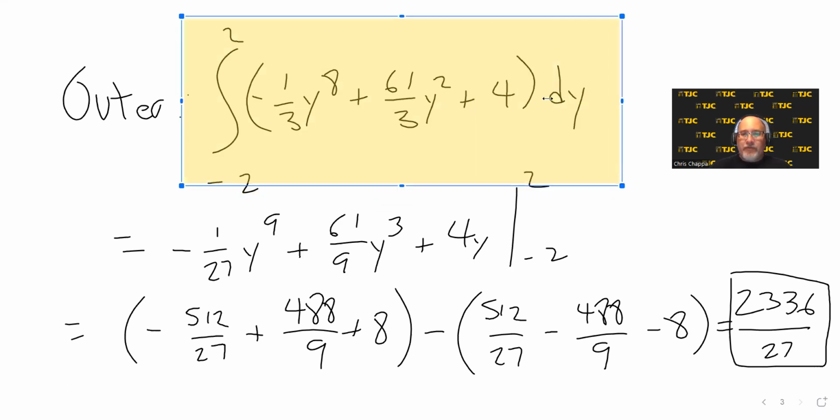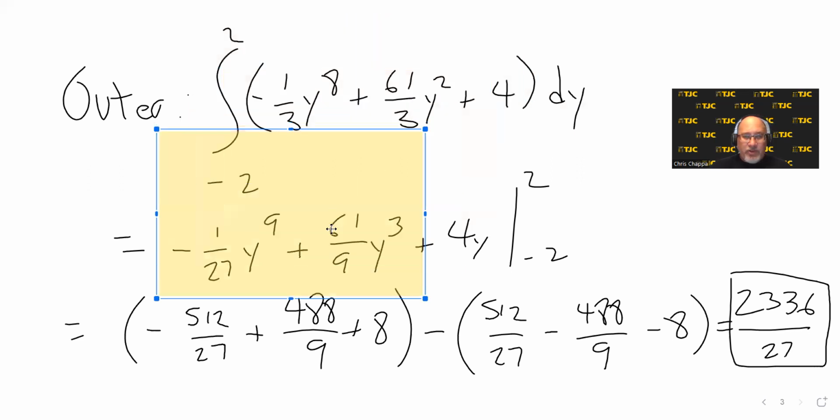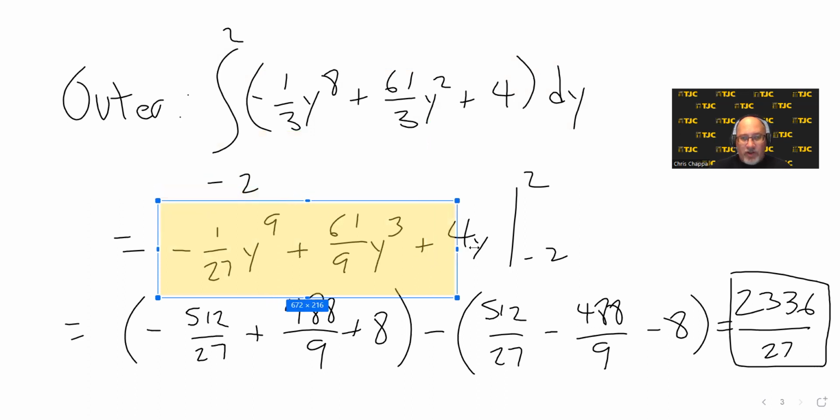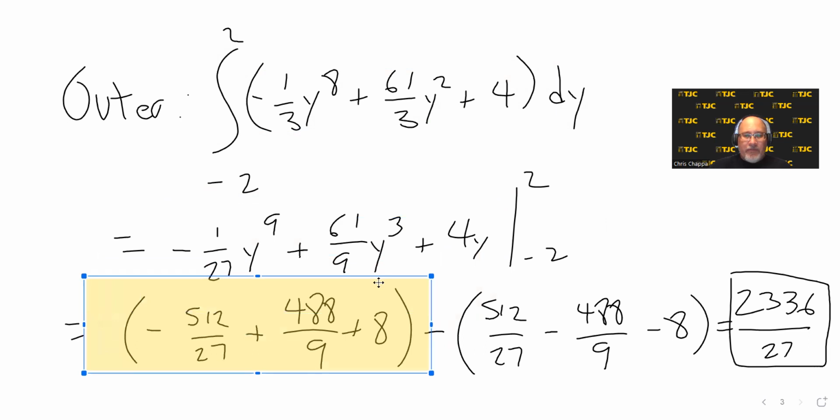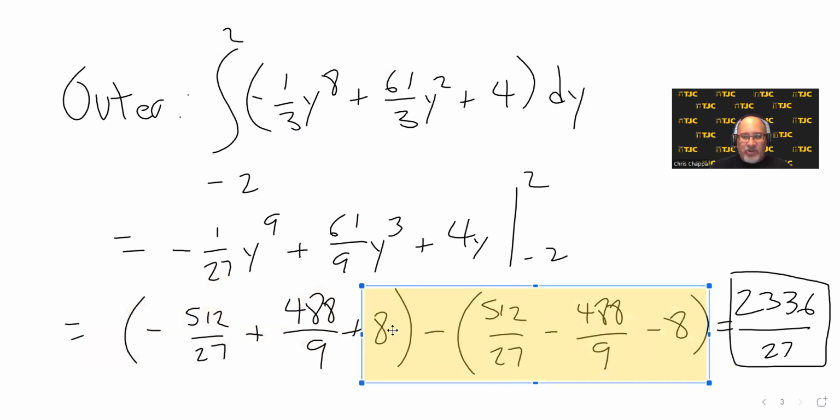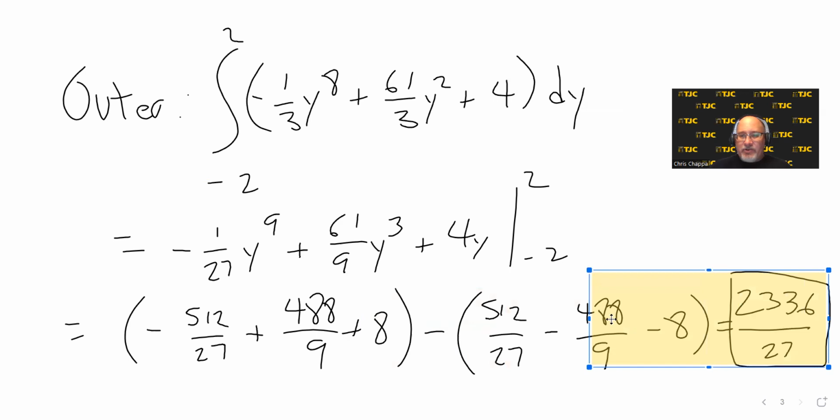The antiderivative of the integrand was -1/27 y to the 9th plus 61/9 y to the 3rd plus 4y. And evaluating that from -2 to 2. Evaluated at 2, we got -512/27 plus 488/9 plus 8. Evaluated at -2, we got pretty much the exact same thing, but all the signs were opposite, which makes sense because the antiderivative was an odd function. And when we put it all together, we got 2,336/27.